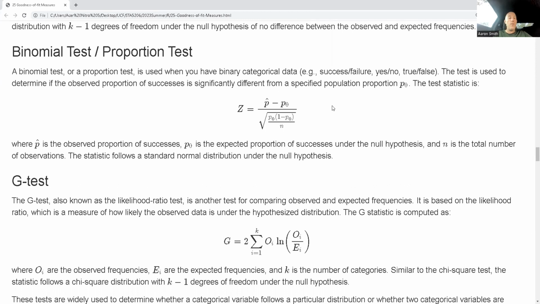There's also the G-test, which is the likelihood ratio test. This is another test for comparing observed and expected frequency. It is based on the likelihood ratio, which is a measure of how likely observed data is under the hypothesized distribution.